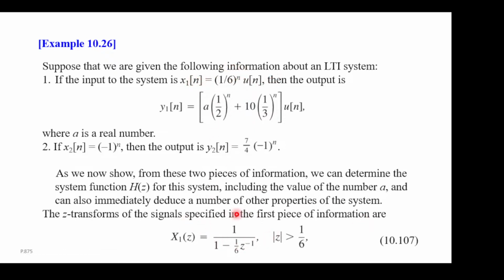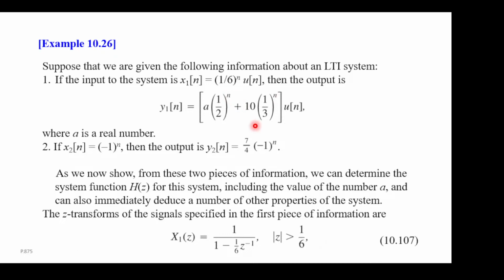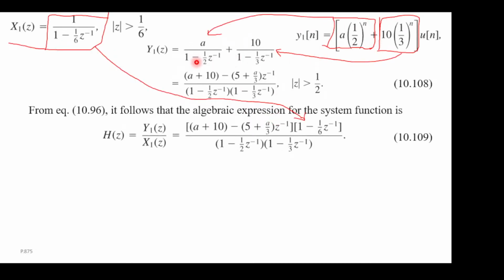So the z-transform of x1 is this familiar form, 1 over 1 minus a z to the minus 1, with z bigger than a, equal to 1 over 6. And also y is the same thing with a equal to 1 over 2 and 1 over 3. So y1 is this thing, but we have an arbitrary a coefficient here. Okay, and then there is a lot of calculation you can do.